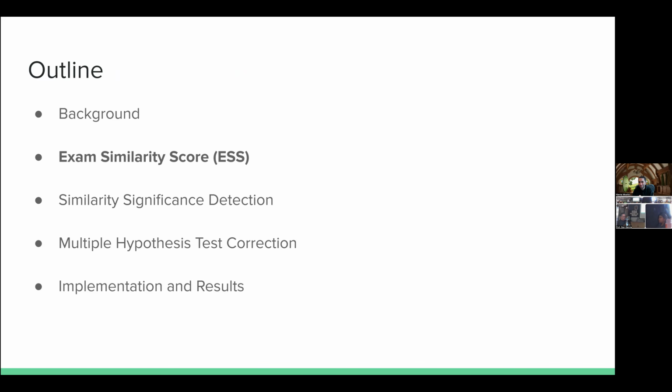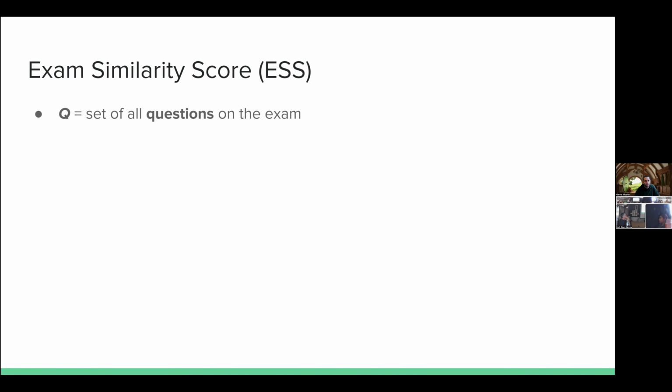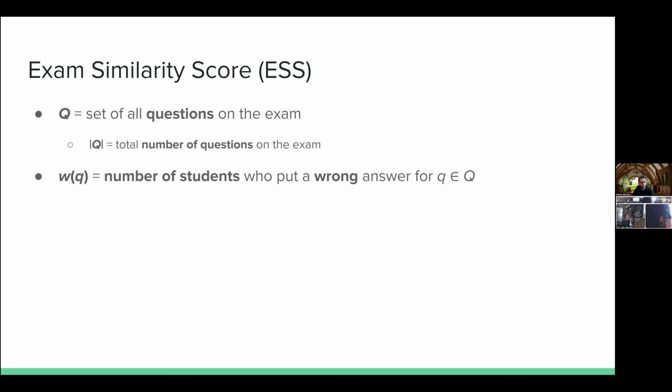Cool. So let's jump into this exam similarity score. This is now going to get a little bit mathy, but I'm going to pause between each of the mathy steps to verbally explain it in colloquial English. Let capital Q denote the set of all questions on the exam. So the magnitude of Q is the total number of questions on the exam. For the purposes of this talk, I'm assuming there's no randomization in the exam. Every student gets the exact same exam with the exact same questions.